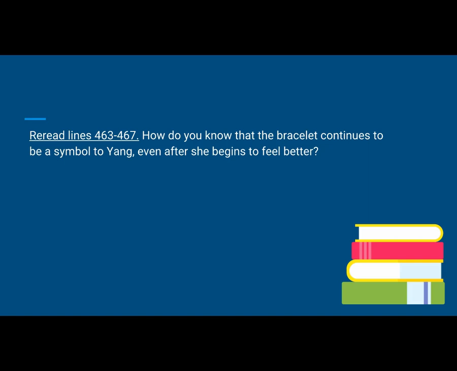Reread lines 463 to 467. How do you know that the bracelet continues to be a symbol to Yang even after she begins to feel better? Pause while you think. She keeps the bracelet even after it breaks, and she promises herself that she will have it repaired or recreated.